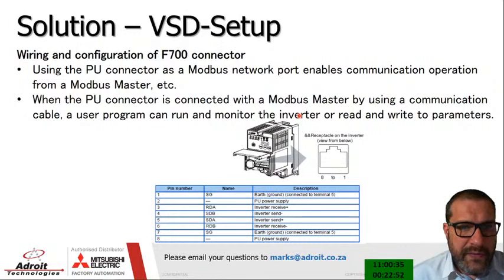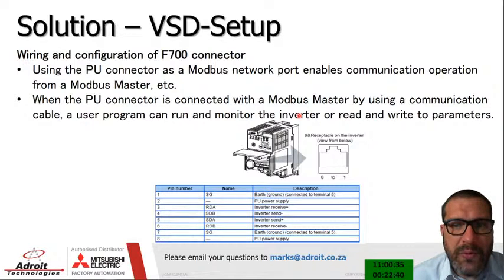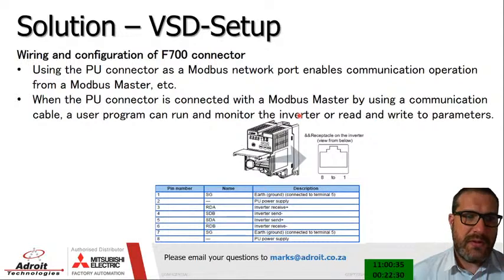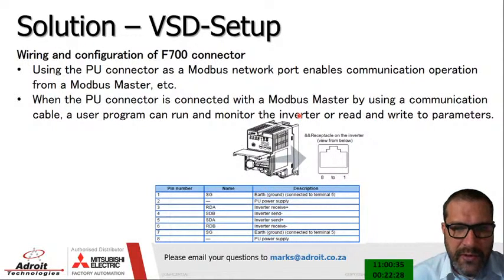So wiring and configuration. Okay, so using the PU connection, that's the PU connection on the Modbus, on the VSD itself. You set it up as a Modbus network port, and it enables communication operations from a Modbus master. Okay, when the PU connector is connected with the Modbus master by using a communication cable, a user program can run and monitor the inverter or read and write the parameters.